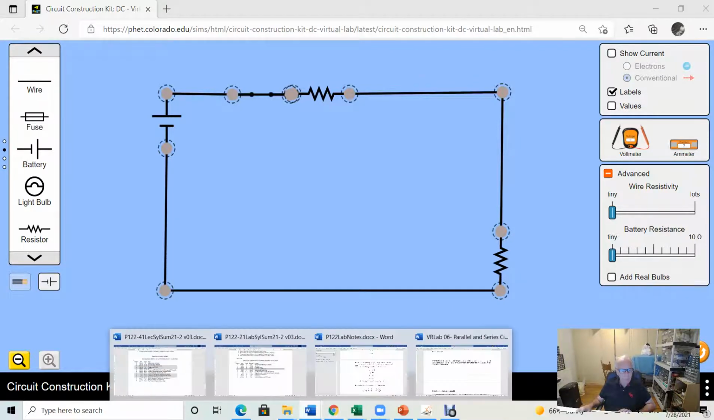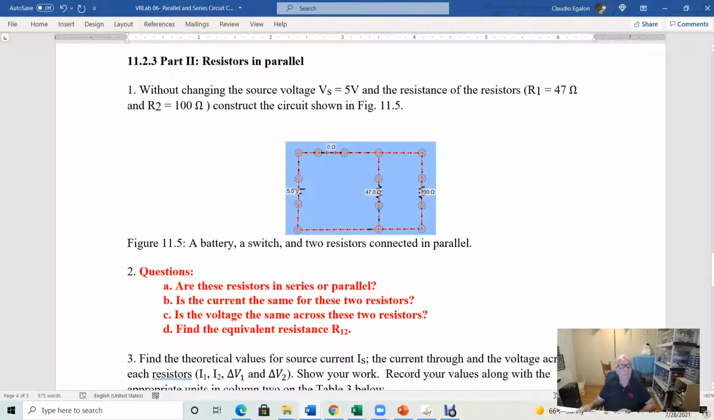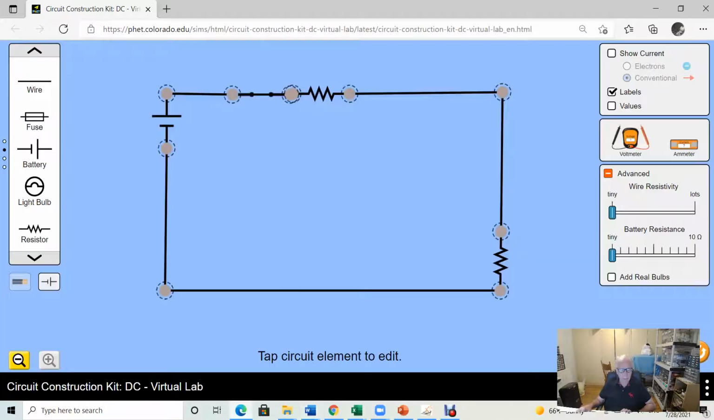Let's go to the next one. Part 2, resistors in parallel. Now we are going to put the resistors in parallel. The same resistor values, 147, but they are going to be in parallel. Let's go ahead, and here's the simulation. I'm going to put values here so you know what is what, and I'm going to cut this one.